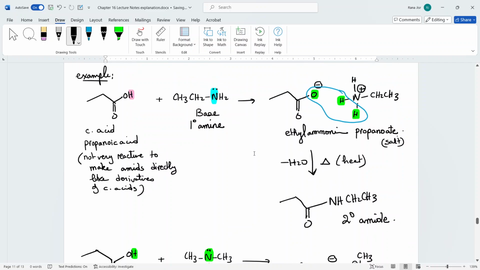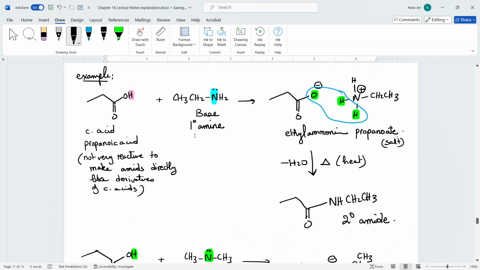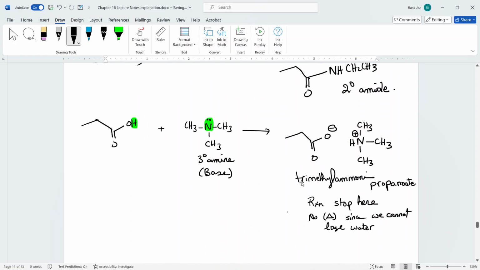So see the difference between a primary amine and a tertiary amine. With primary amine, I could continue and simply lose two hydrogens. I can also do the same thing with a secondary amine. So if I have a secondary amine in there, I can also lose water molecules. But if I have a tertiary amine, the reaction is going to stop here. There is no loss of water, so I cannot make my amide from tertiary amine. I will only have an acid and base reaction to make my ammonium salt.